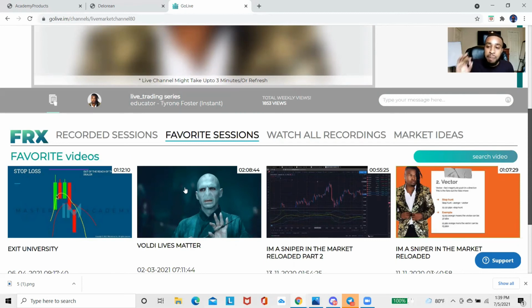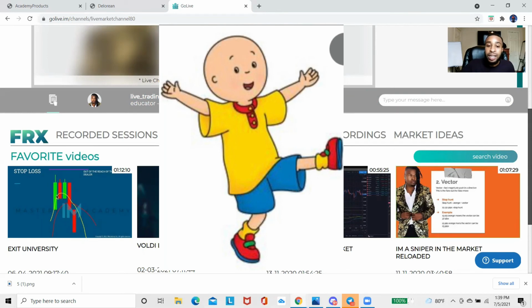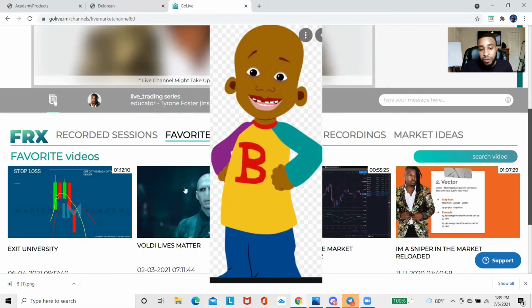Valdi Lives Matter. If you've ever seen Harry Potter, which I know most people did as a kid, or read that thick book. I never read the book, I just watched the long movies. This is the name you do not speak. Voldemort, the dude with no nose. He's bald, walking around looking like Caillou from back in the day, a light-skinned Lil Bill. Fine his ass up. Pow.